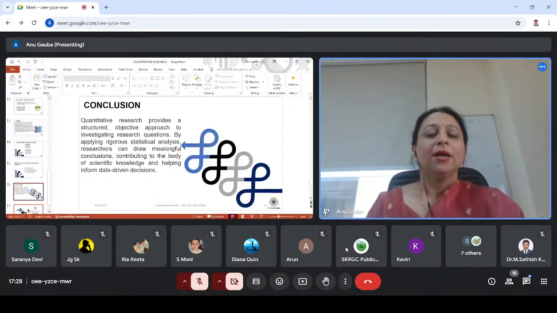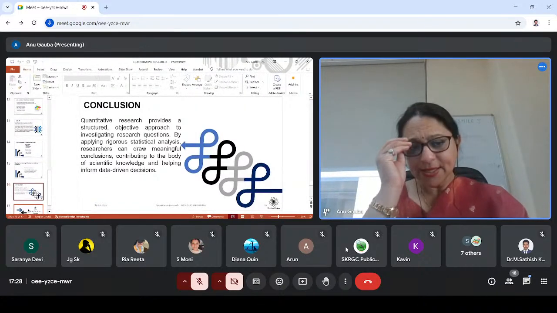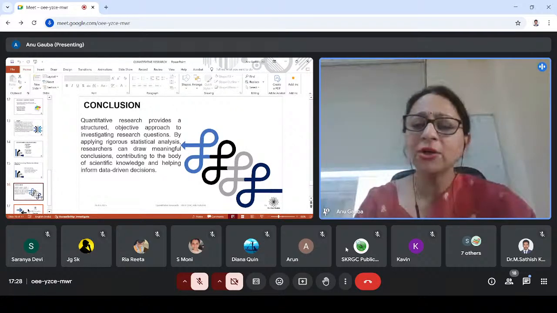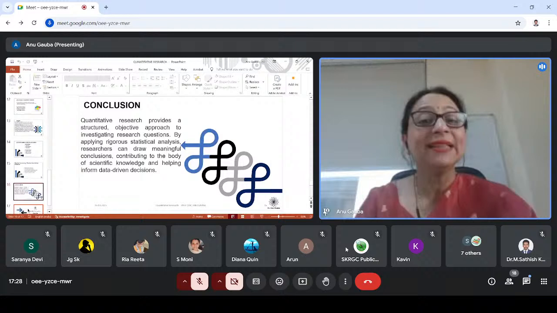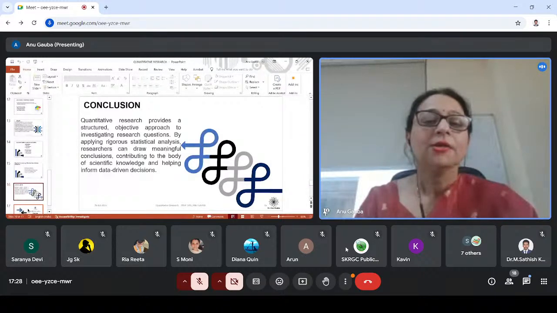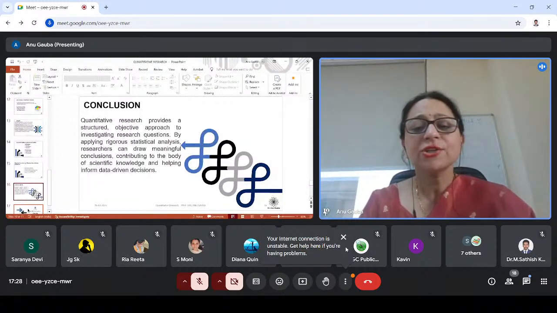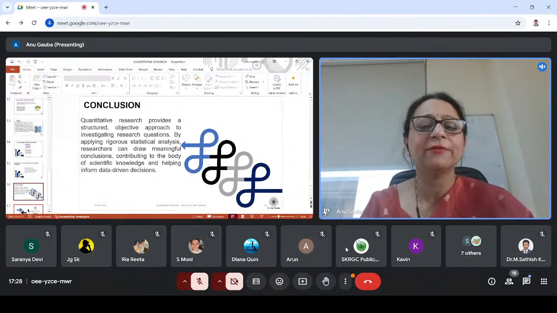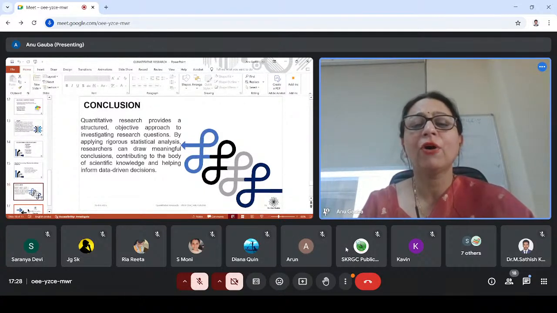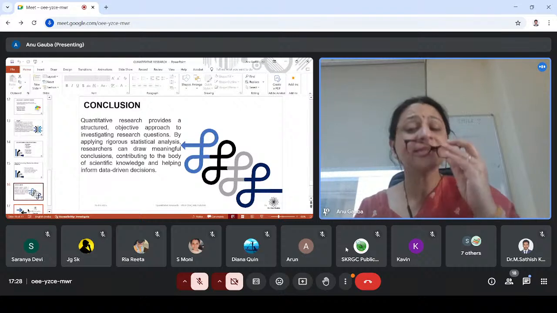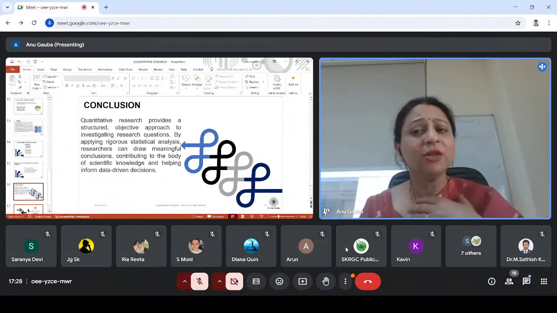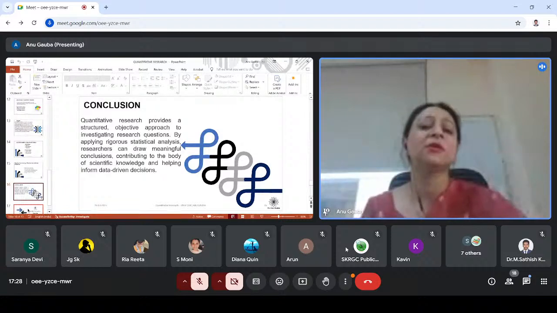Now, okay, come to the conclusion. See, quantitative research basically provides a structured, objective approach to investigating research questions. By applying statistical analysis, researchers can draw meaningful conclusions, contributing to the body of scientific knowledge and helping inform data-driven decisions, right? So quantitative researches are basically very good researches. I'm telling you, I prefer quantitative researches.